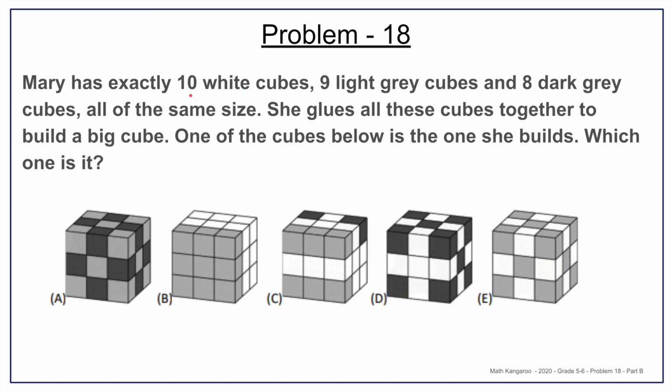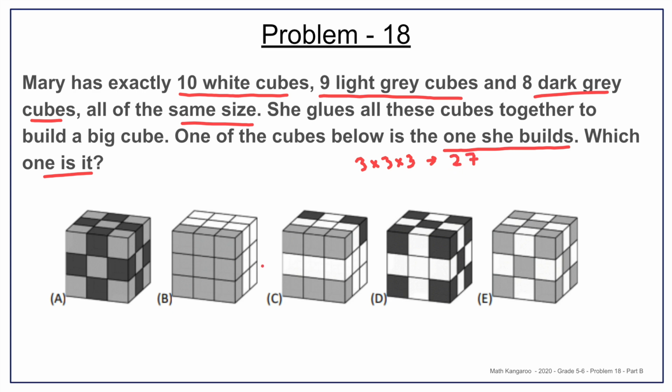Problem 18. Mary has exactly 10 white cubes, 9 gray cubes, and 8 dark gray cubes, all of the same size. She glues all these cubes together to build a big cube. One of the cubes below is the one she builds. Which one is it? These are our options. Mary has built a perfect 3 by 3 by 3 cube. That means it should have 27 cubes. All of the cubes are 27. Now we know that Mary has 10 white cubes, 9 light gray cubes, and 8 dark gray.